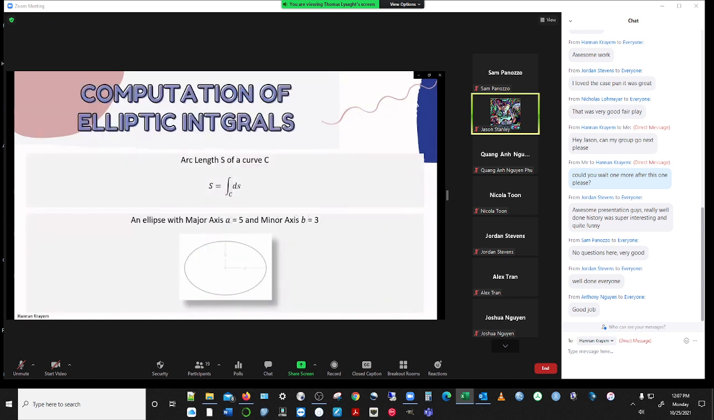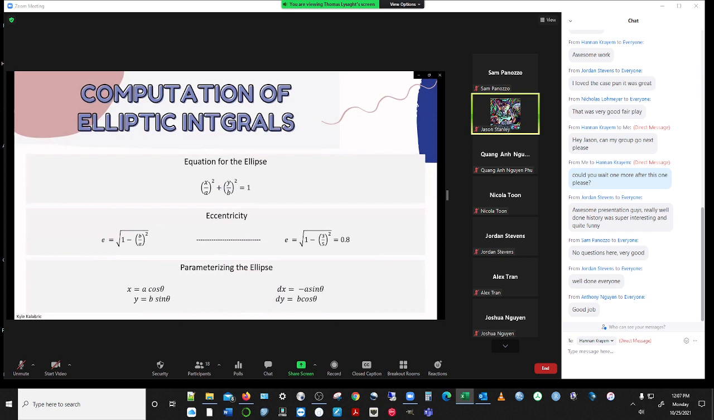The computation of the arc length of a selected ellipse is best achieved by calculating all the little arc lengths of the curve. This implies that the arc length s of a curve C is given by s is the integral over the curve of ds. Considering we are looking at an ellipse with major axis a of 5 and minor axis b of 3, we can use the equation for the ellipse alongside the eccentricity, which is a number that characterizes the ellipse, to help parameterize the ellipse and give x is equal to a cosine theta and y is equal to b sine theta, alongside both dx and dy.